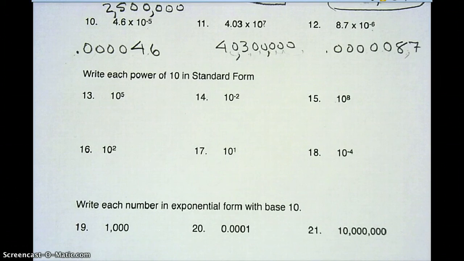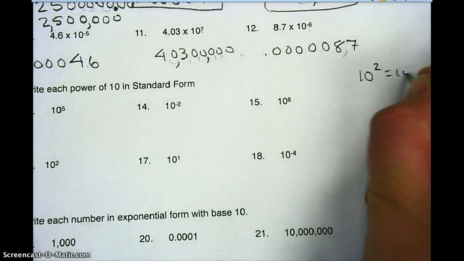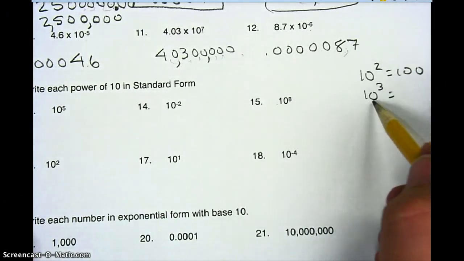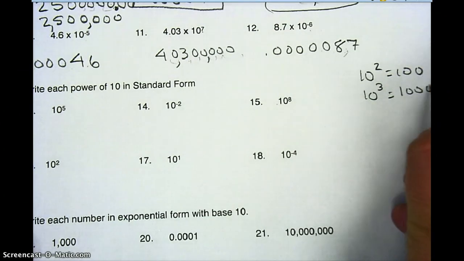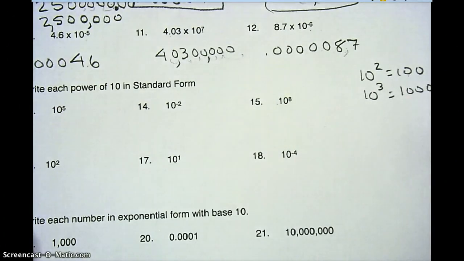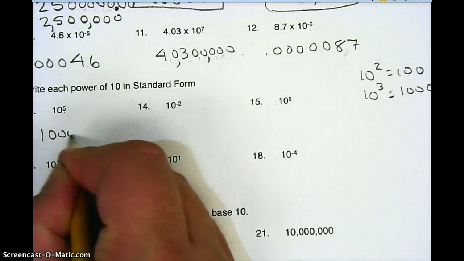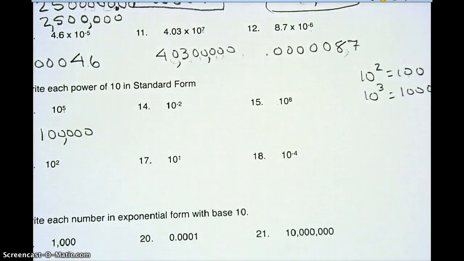When I have a 10 to a positive exponent, the exponent is just going to be the number of zeros. Because if I'm looking at 10 squared, that's equal to 10 times 10 or 100. If I have 10 to the 3rd power, it's going to be 10 times 10 times 10. Well, 10 times 10 is 100, times 10 is 1,000. So when I have a positive exponent, I just count the number of zeros, and that's the same as the exponent. So in this case, 10 to the 5th power, I'm going to have 5 zeros. Okay? I can do that for any positive exponent.